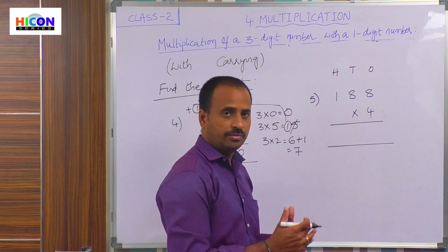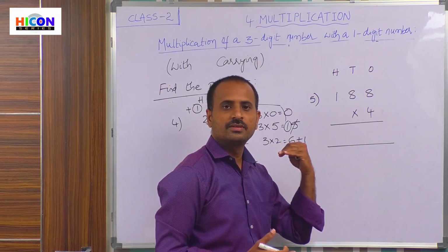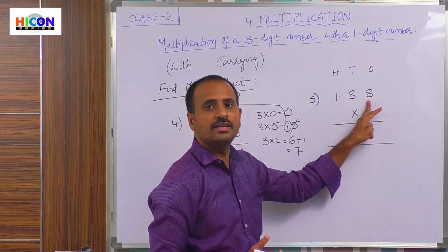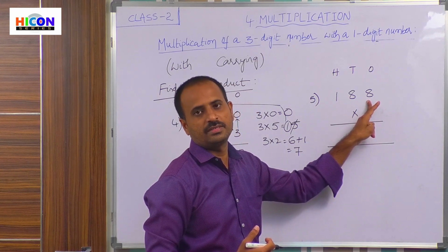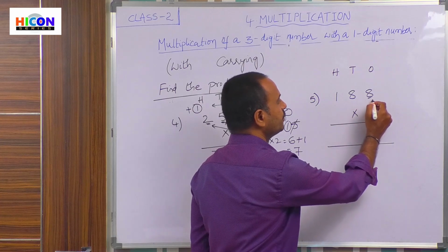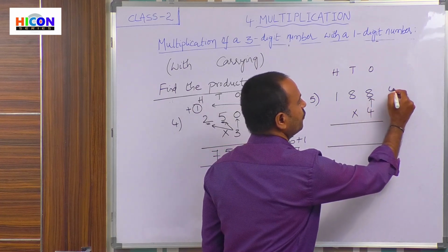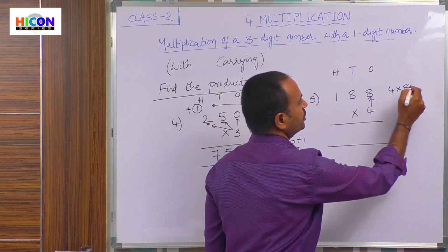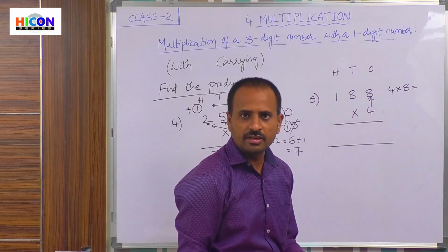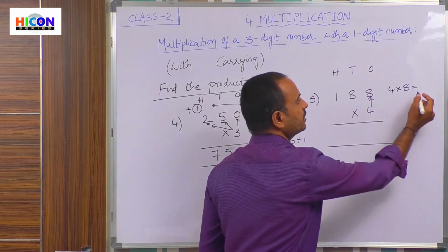So now start the multiplication from ones place. What is present in ones place here? 8 is present in ones place. So multiply 8 with 4, that is 4 into 8. Children, how much is 4 eights? 4 eights are 32.